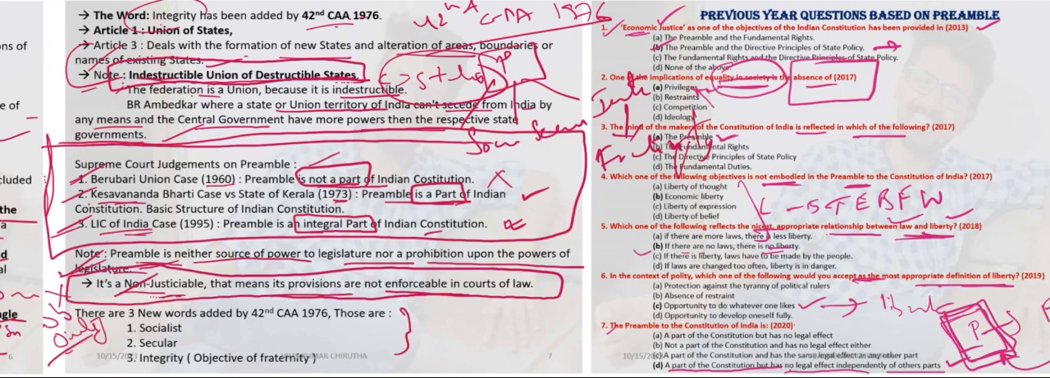This we have already discussed. There are three keywords added by the 42nd constitutional amendment: socialist, secular and integrity. This is all about the preamble. We will see the previous year question papers of the prelims and mains.